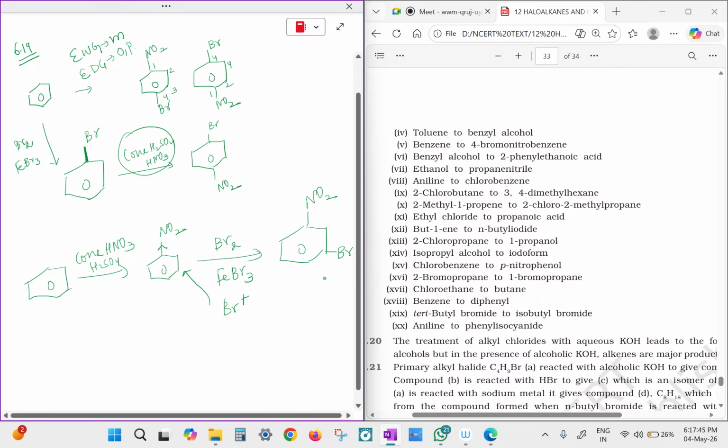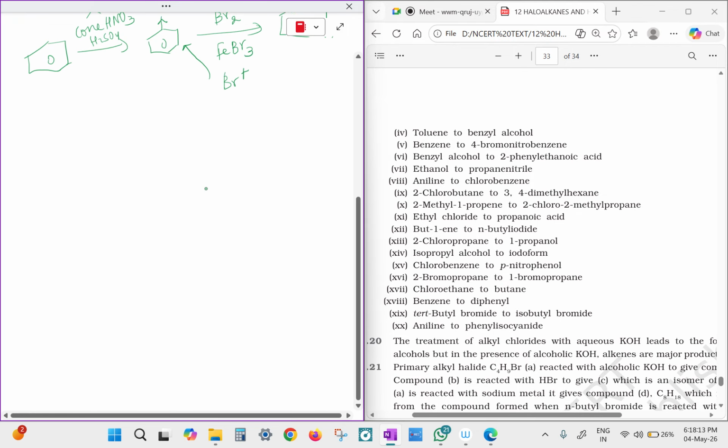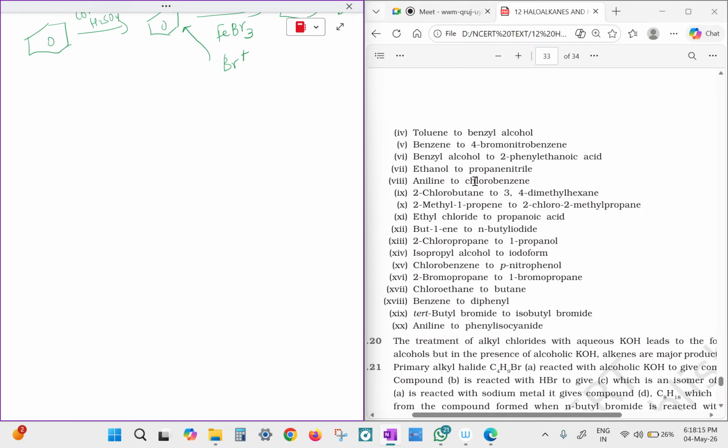You will be getting a meta product. So I will be getting 3-bromonitrobenzene instead of 4-bromonitrobenzene. So which is not a desirable one. So the best one will be to first do bromination and then do the nitration. Clear? Not the nitration and then followed by bromination. Is that okay? Both of you? Yes, ma'am.